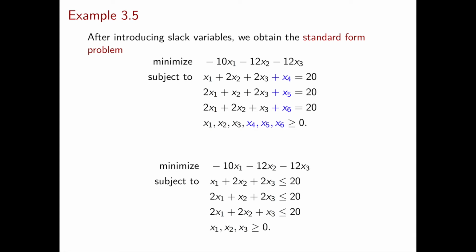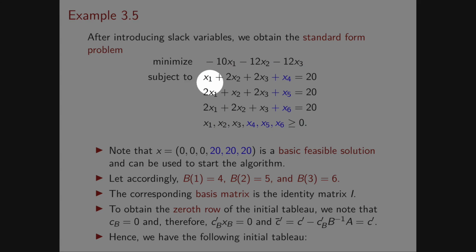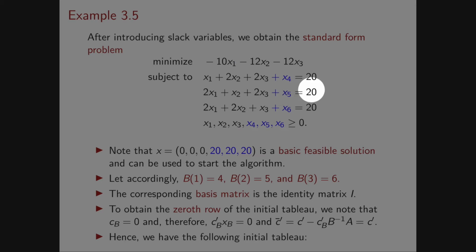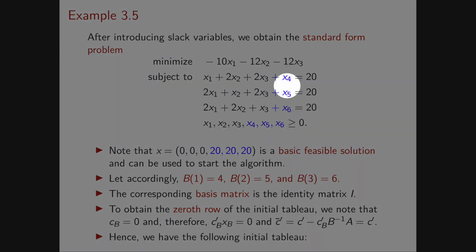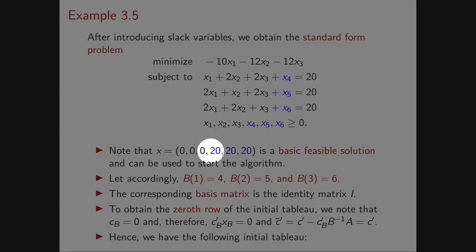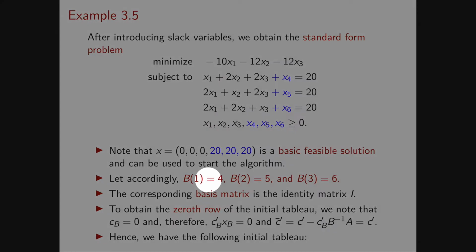The problem that we have obtained is now in standard form, and we know it is equivalent to the original one. Now, for this standard form problem, it's very easy to obtain a basic feasible solution. In fact, if you set all the original variables to 0, you obtain x4 equal to 20, x5 equal to 20, and x6 equal to 20. This is a basic solution because the three columns corresponding to x4, x5, and x6 are linearly independent. Furthermore, this is a basic feasible solution because it is greater than or equal to 0. So we can use it to start the algorithm. Accordingly, the first basic index is 4, the second basic index is 5, and the third basic index is 6.